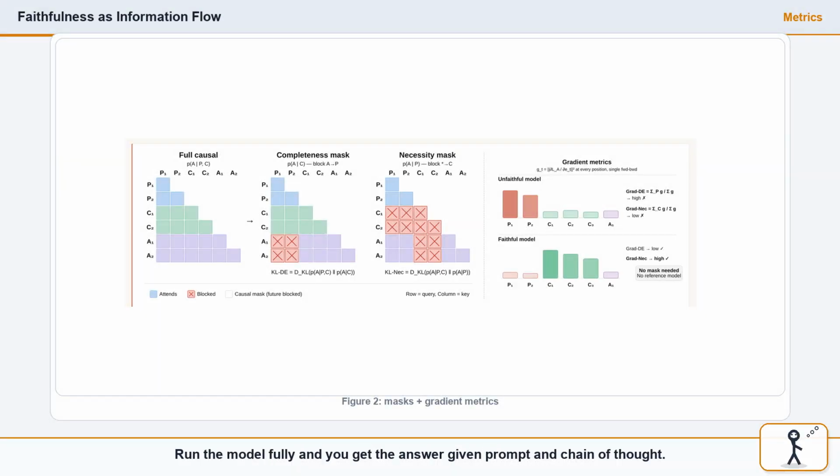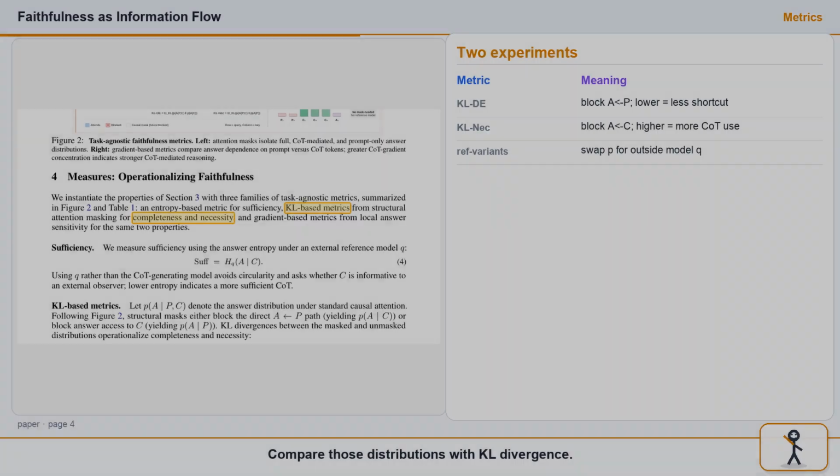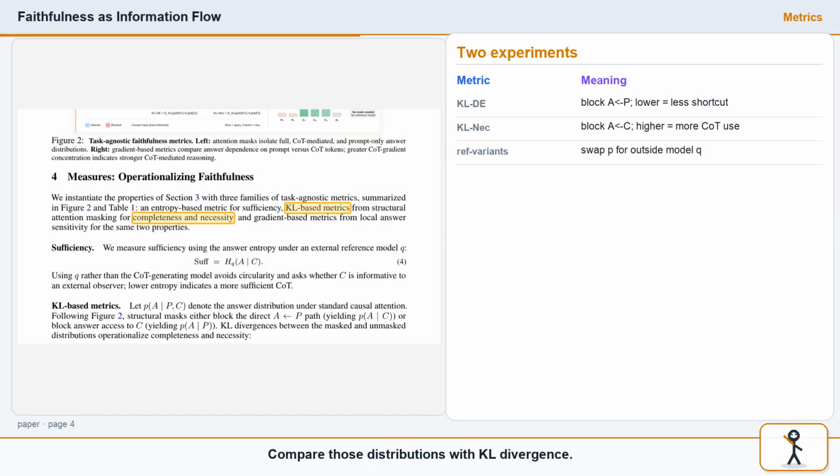Run the model fully, and you get the answer given prompt and chain of thought. Block answer tokens from seeing the prompt, and you isolate the chain of thought's path. Block them from seeing the chain of thought, and you isolate the prompt's path. 3 distributions, 1 model. Compare those distributions with KL divergence.